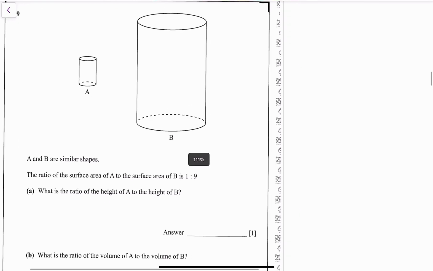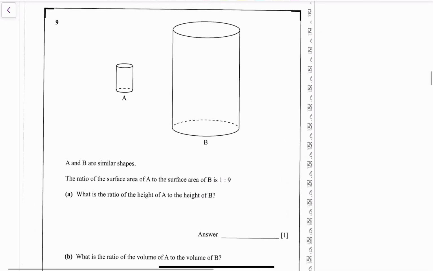Okay, these similar shapes, A and B, are similar shapes. The ratio of the surface area of A to the surface area of B is 1 to 9. So this is our area, is equal to 1 to 9. What is the ratio of heights? So heights is to do with length. So just square root 1, you get 1. Square root the 9, you get 3.